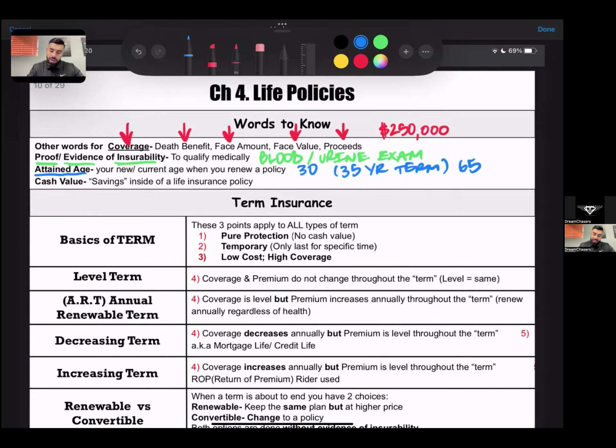Okay. And then lastly, on these words to know is cash value. You'll see this word a lot once we get into the chapters where it involves life insurance and cash value, the different types of policies. But cash value is really just a fancy word for a savings. Okay. So we're going to cover a couple different types of life insurance policies like whole life insurance, universal life insurance, where what they do is they combine life insurance with a savings. Fancy word for savings is cash value.